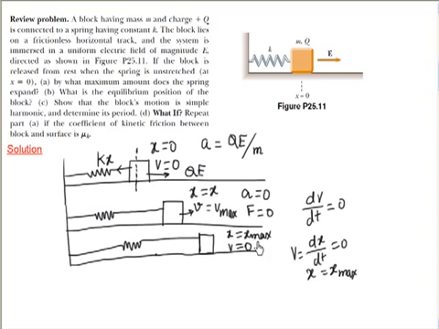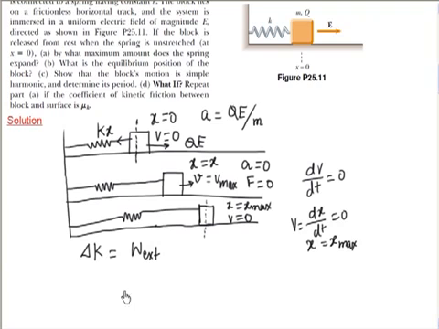Now we have to find the maximum x, and this can be done easily using energy conservation. At this point of time the velocity is 0, and at the final point here the velocity is again 0. So we can say, delta K, the change in kinetic energy, equals the work done by all external forces. If I apply this, the change in kinetic energy is 0, the work done by qE, this constant force, is force into distance. So the distance is x maximum. Now this is the distance, and now the work done by the spring force.